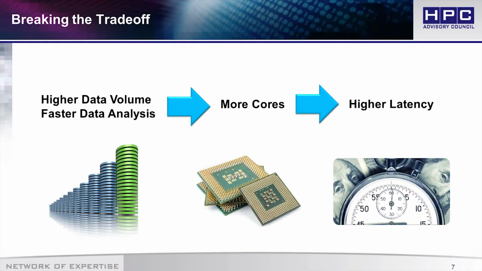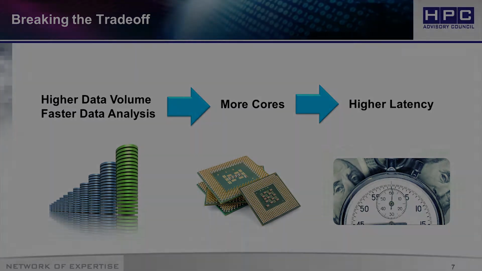So you need to break the trade-off as well, because the naive approach was: I have more data volume and I need to do faster data analysis, which means traditionally I need to throw more cores at the problem. But when I throw more cores, I actually create more communications that need to run between the cores, which increases the latency and makes it even worse. So this is something that needs to be broken.